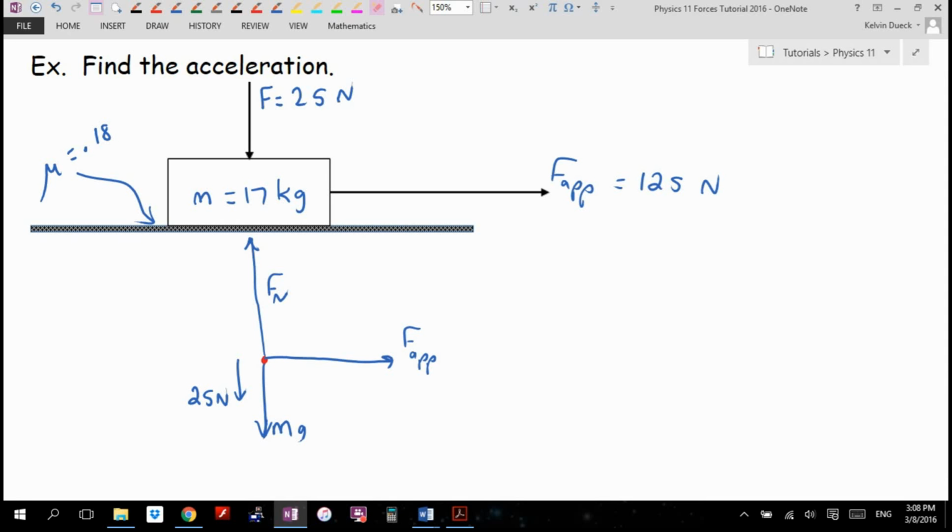Okay. So is there friction? Which way? Because if this is going to accelerate, it's going to accelerate to the right. So I would do that. And I think friction is smaller than the applied force, I hope, but we'll find out.